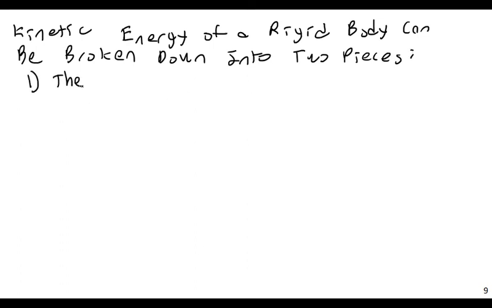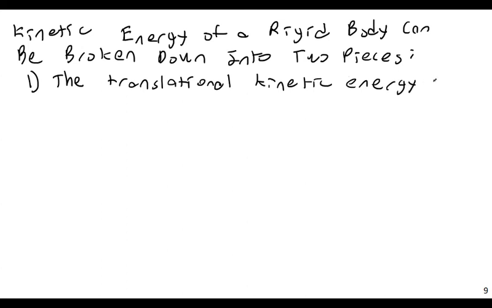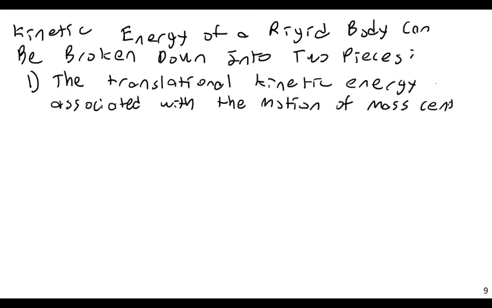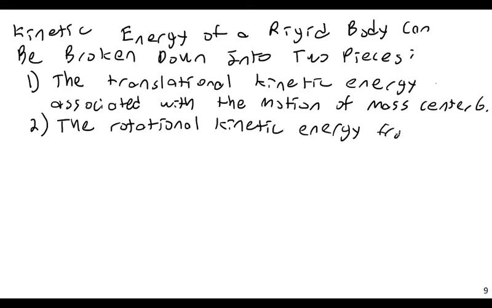One, the translational kinetic energy associated with the motion of mass center G, and two, the rotational kinetic energy about the center of gravity, or the mass center, from the rotation of the body about the mass center.